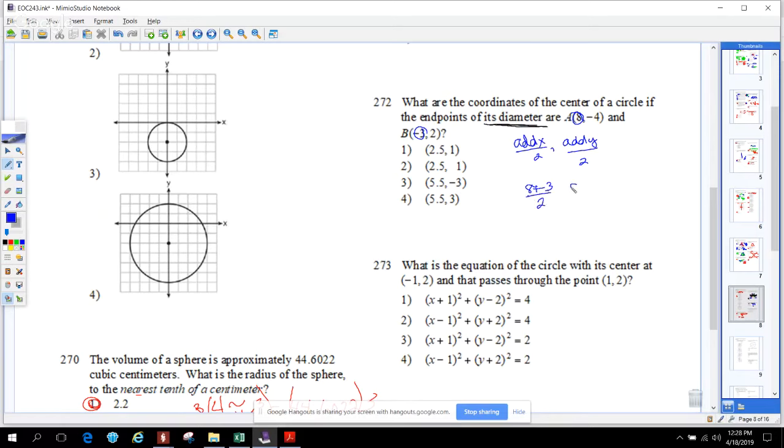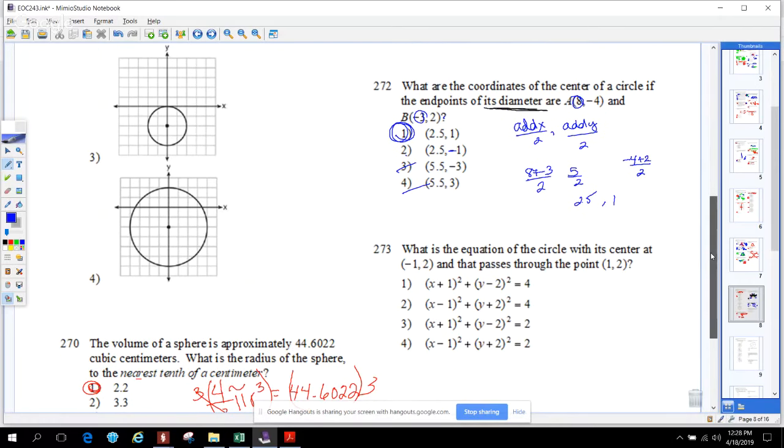8 plus negative 3 is positive 5. Divided by 2 is 2.5. Thank you. So we can eliminate 3 and 4. Add the y's. Negative 4 plus 2 divided by 2. 2 divided by 2 is 1. I'm assuming choice 1, right? Because choice 2 must have a negative that didn't come over because of that space.